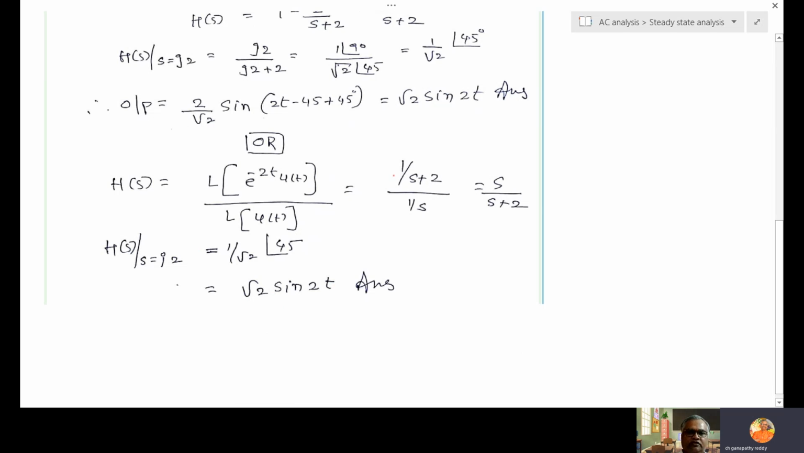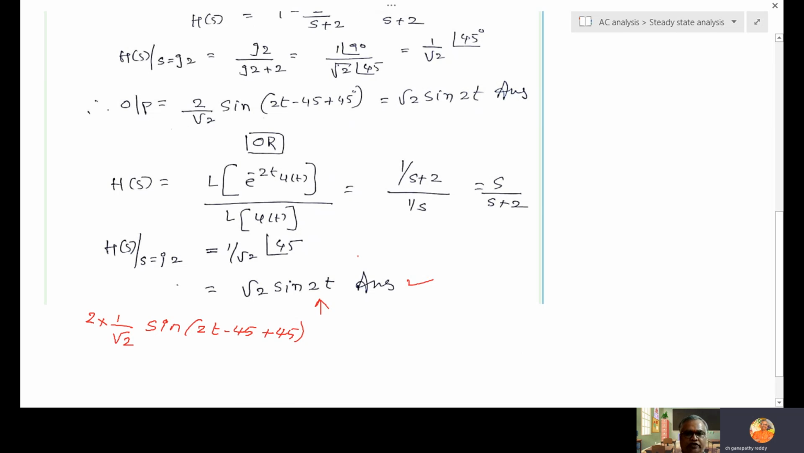So this step is nothing but input is 2 into 1 by root 2. Function is sine 2t minus 45. Already plus 45, got it. So you simplify, you get this. This is the answer.